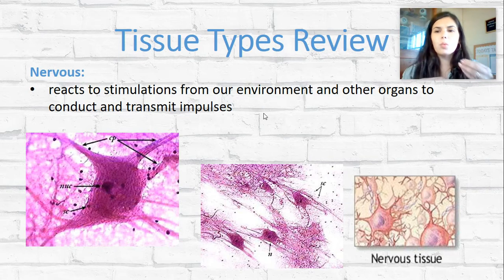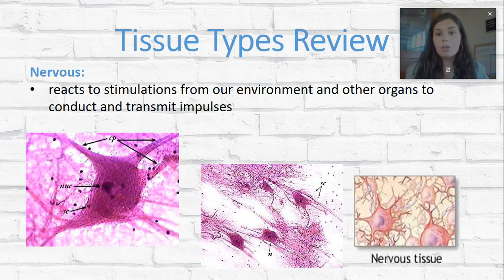So all of these have to work together in order for something to happen, right? Because say I touch something hot. When I touch something hot, the nerve receptors in my fingers feel that it's hot, send a transmission up to my brain, which then tells my skeletal muscle to pull away so that I don't burn myself. And then, of course, my epithelial tissue is where all those nerve receptors are housed in my skin. So think about it in the way that all of these have to work together.